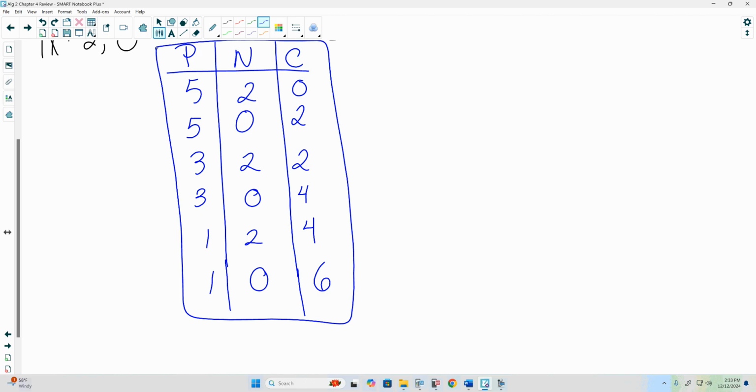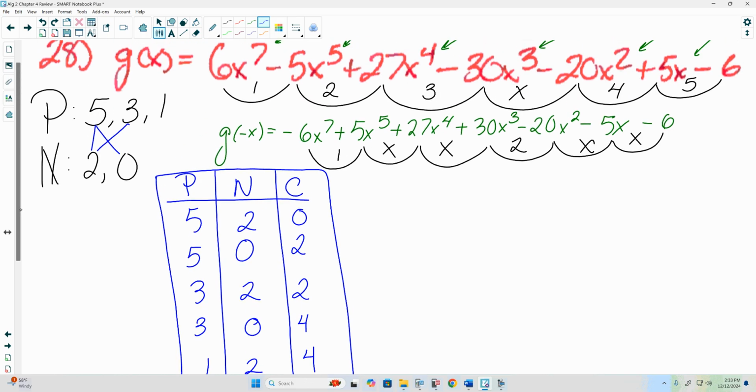Just as a hint, complex is always going to be 0 or an even number. They always come in pairs. Either we don't have any, or it's a pair of 2, 4, 6, 8, going up. Questions on this here? We feel good with Descartes' rule of signs. And again, with Descartes' rule of signs, we're not having to solve. We're just listing out this table.